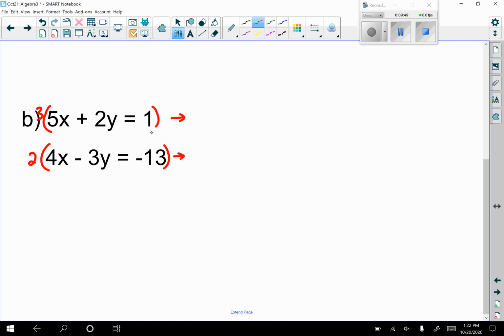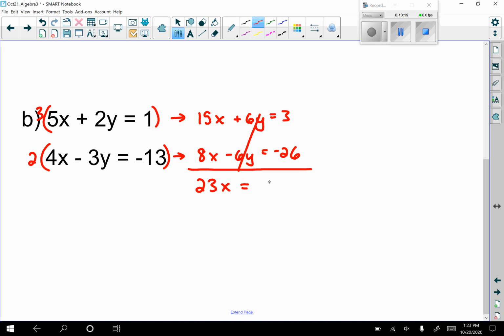I'm going to write both new equations over here. Multiplying everything in the first equation by 3, we're going to get a 15x plus a 6y equals a 3. For the next one, we're going to have 8x minus 6y. 2 times negative 13 is a negative 26. And I'm going to draw my addition line. I wanted my y's to cancel. Now they will because I have a 6y minus a 6y. My x's just go based off of the signs. They're both positive, so adding these, I'm going to get a 23x. 3 minus a 26 is a negative 23. I'm going to divide both sides by 23. So x is going to equal a negative 1.